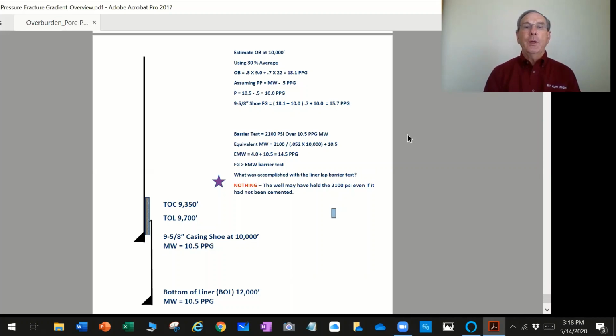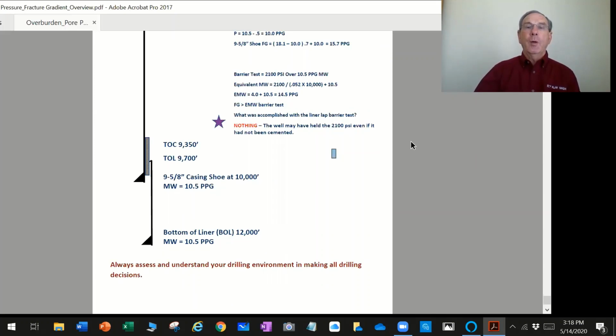And then if we use 10 pounds per gallon as the pore pressure and estimate the 9 5/8 shoe fracture gradient in a shale, then the estimate of the fracture pressure would be 18.1, which is the overburden, minus the pore pressure of 10 pounds per gallon, times the shale stress coefficient of 0.7, plus the 10 pounds per gallon equals 15.7 pounds per gallon.